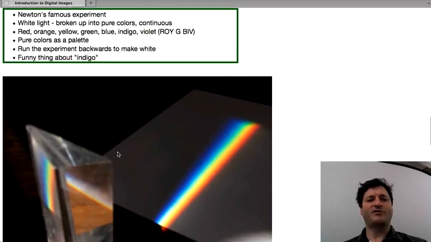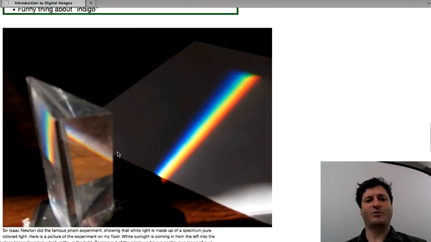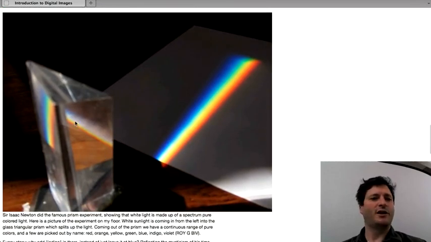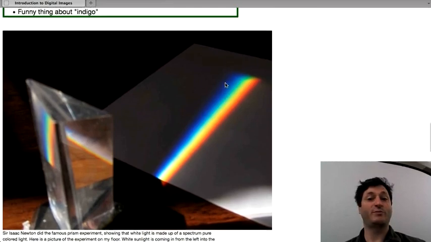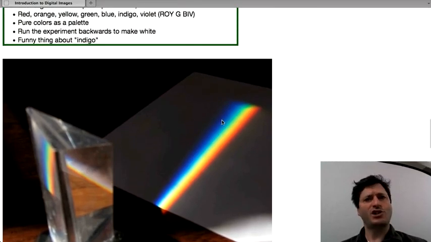So Newton had this famous experiment in the 1600s where he had, which I've reproduced here, a prism, which is just a triangular piece of glass. And here white sunlight is coming in the left-hand side, and the prism splits it into the spectrum of colors here, which I just projected onto a white piece of paper. So what this shows is that white light is not some indivisible, pure thing. Instead, it can be separated into these pure constituent colors. And so this is the same thing that you would see with a rainbow.